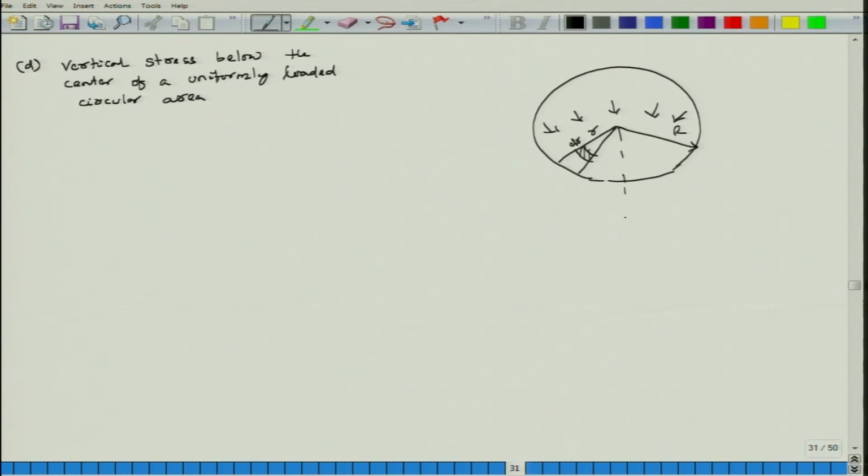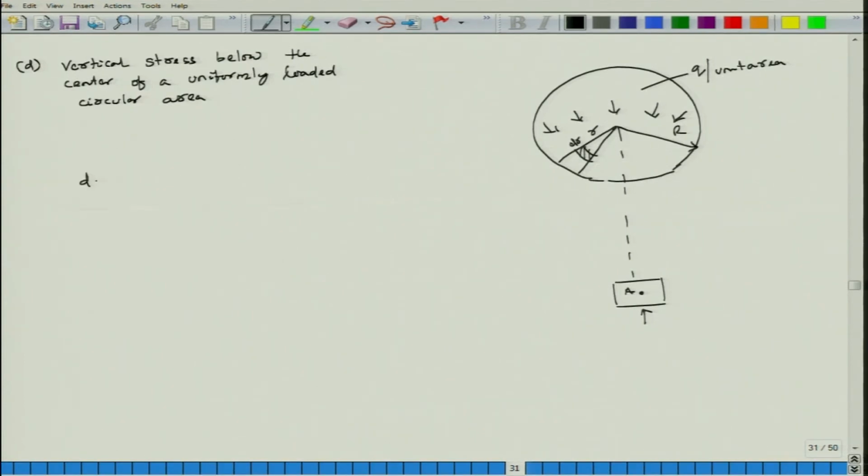And this will be your stress distribution here, and this will be your load intensity q per unit area, because this is a load distributed over the circular loaded area. So in this case, the same thing can be extended as for the point load.